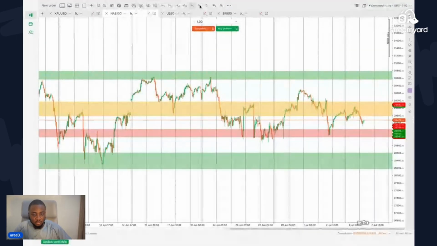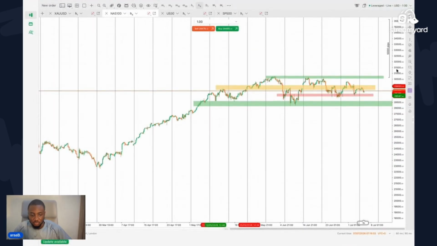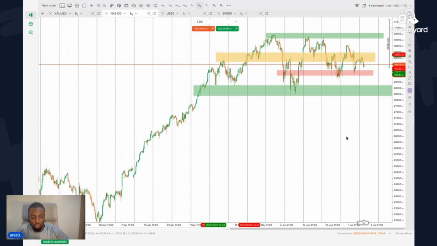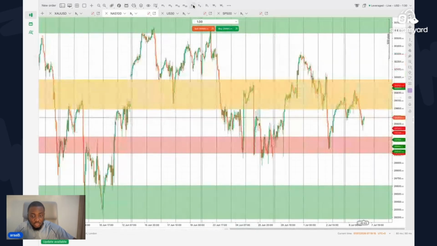Right now, how do I analyze? Let me go to the 4 hours first, just so I can get an overview of what the market is doing. So this is clearly an uptrend in the market. That is the first picture we got. It's a very quick analysis. So we are in an uptrend.